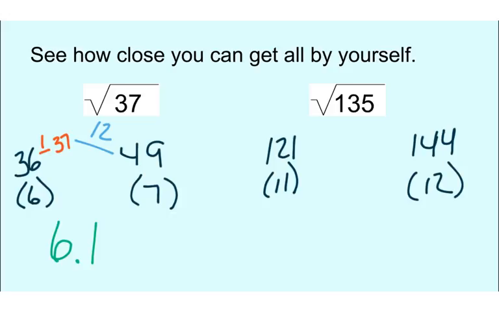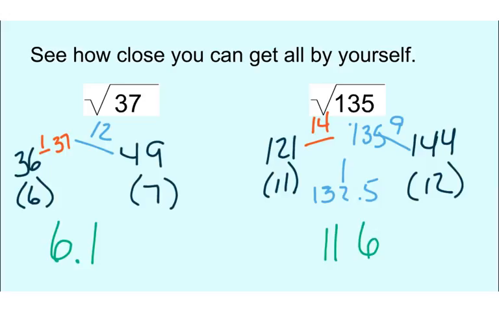135 is 14 steps away from 121 and 9 steps away from 144. So we're much closer to 144. Because we're kind of in the middle, I'm going to find the center of 121 and 144 too, so that I can get a better estimate. I know that 132.5 is the center, so when I estimate, it's just going to be a little bit over 11.5. Okay? When I estimate this, I'm going to say it's 11.6. And that should be pretty doggone close.